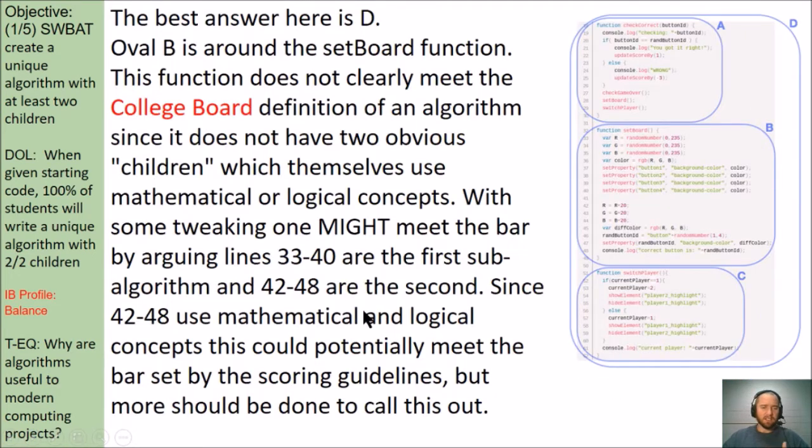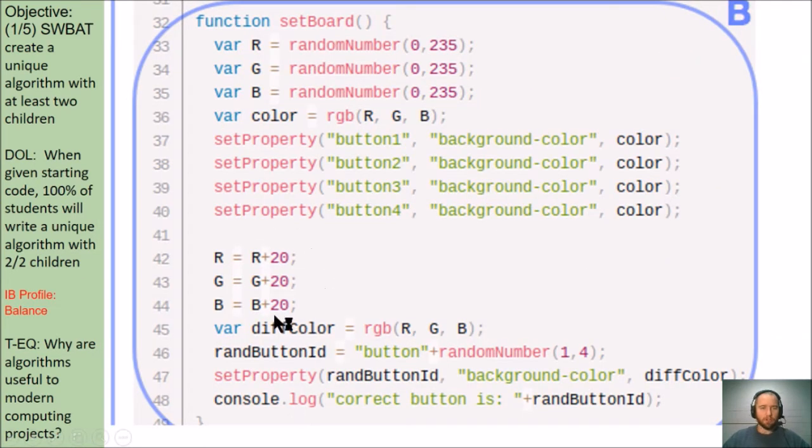So all that just to say that 42 through 48 uses mathematical and logical concepts. So there's an addition going on when you add 20 to the color, the RGB color values. And then some logical concepts because you need to do these things in order. First, you need to have a different color established, and then a random button established. And then the property of that random button is going to be changed or is going to use the different color value inside of it. So that way we get one of the 4 squares to show a different color.